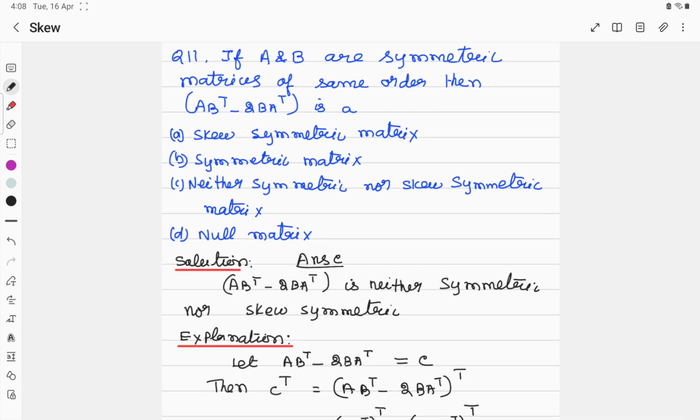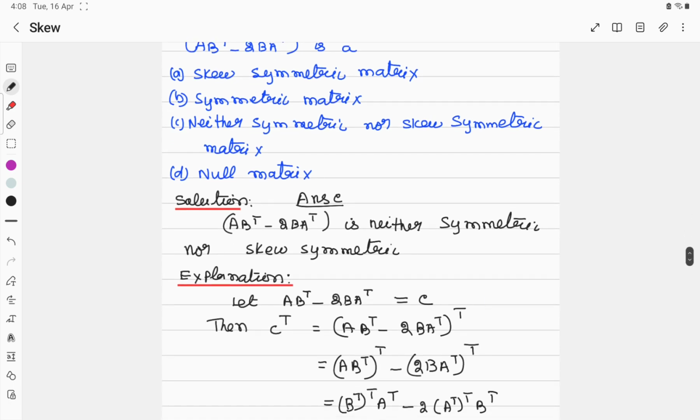Number 11. If A and B are symmetric matrices of same order, then (AB) transpose minus 2(BA) transpose is a skew symmetric matrix, neither symmetric nor skew symmetric matrix, or a null matrix. Answer C. (AB) transpose minus 2(BA) transpose is neither symmetric nor skew symmetric.